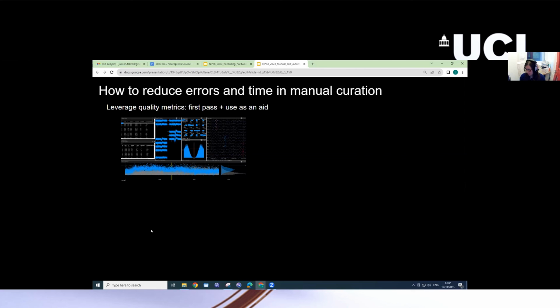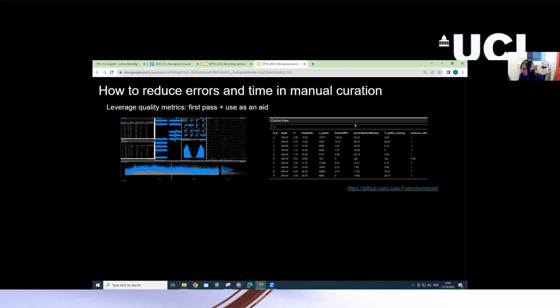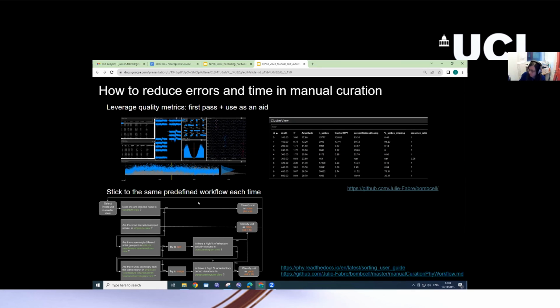If you're doing manual curation, you can still reduce errors and the time it takes to manually curate by using quality metrics as a first pass to remove a lot of junk, using very permissive quality metric thresholds. Then once you are curating in Phy, for instance, you can additionally automatically load in, if you use BombCell, quality metrics for each unit that help you have a more standardized and objective approach to your manual curation. It's additionally important to stick to the same workflow each time rather than wing it. The workflow itself isn't very important, but it's very important that you stick to the same workflow each time you manually curate.